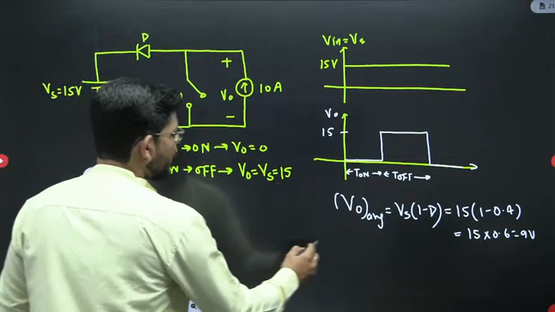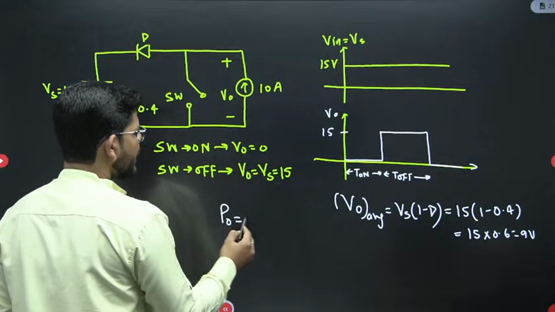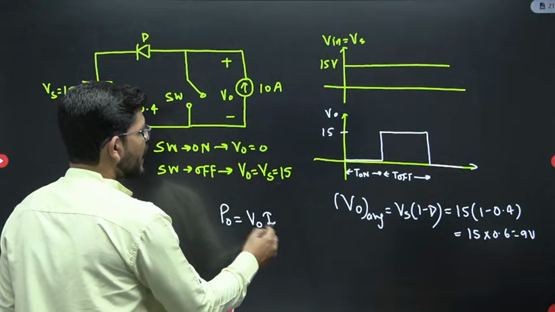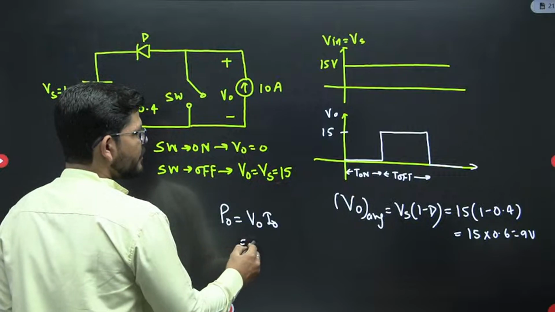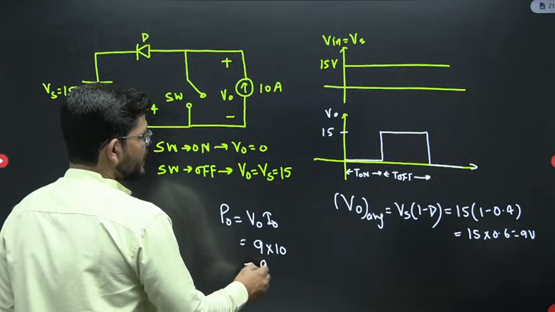Now how much is the power delivered if you have to calculate? The output power, or the power delivered by this current source, will be V naught into I naught. How much is V naught? V naught is 9 and I naught is given 10. So you will get 90 watt.